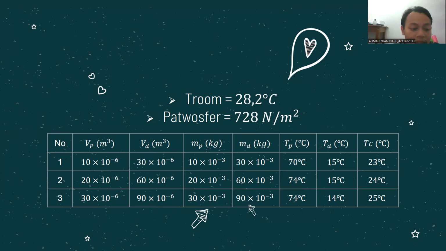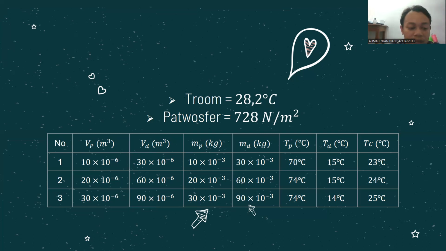From the first experiment data, with a volume of hot water 10 times 10 to the power of minus 6 and a volume of cold water 13 times 10 to the power of minus 6, with a mass of hot water 10 times 10 to the power of minus 3 and mass of cold water 30 times 10 to the power of minus 3.